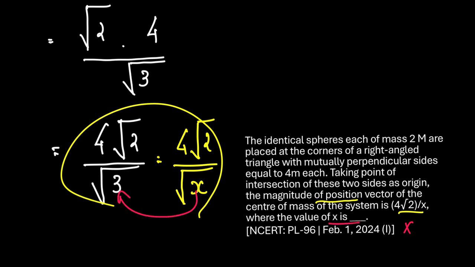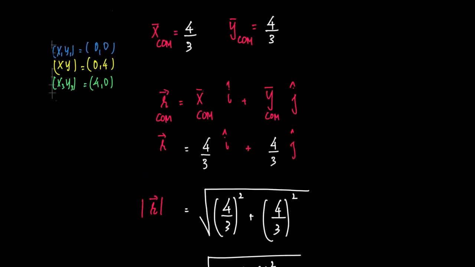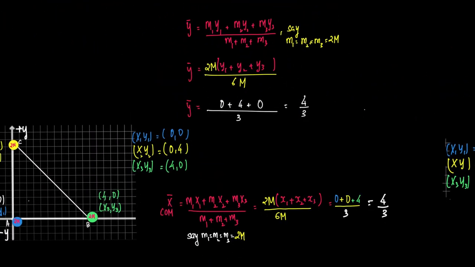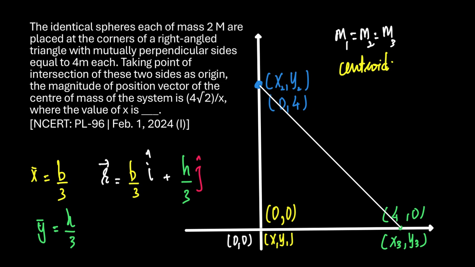So the value of x is equal to 3. Now there is another way. Well, it's not actually another way, it's just a different approach to solve this question, which is based on the centroid of a triangle. Now, there is another way to approach this question, which is to apply the concept of centroid.